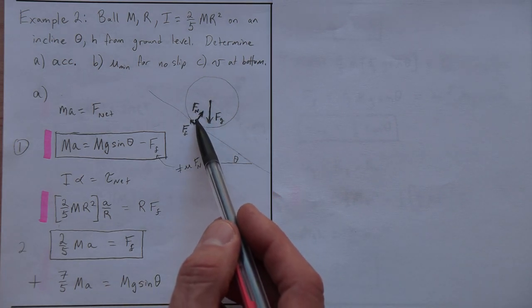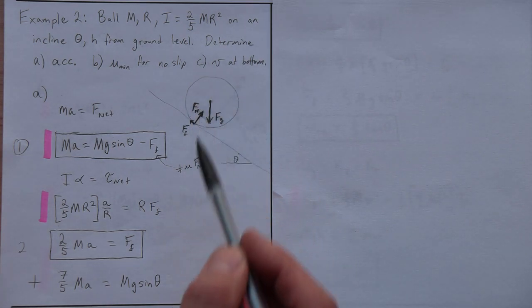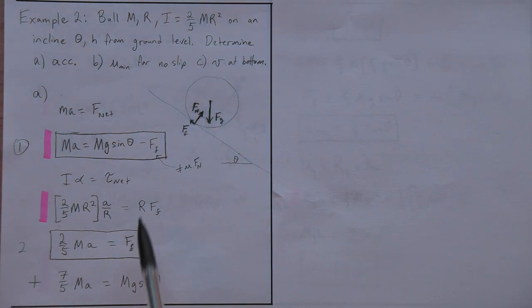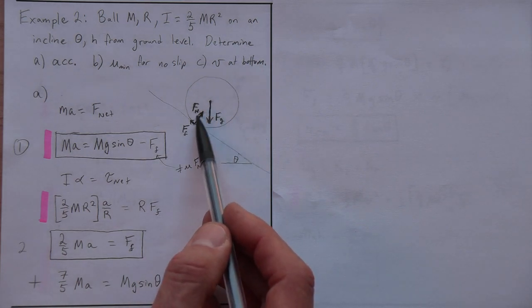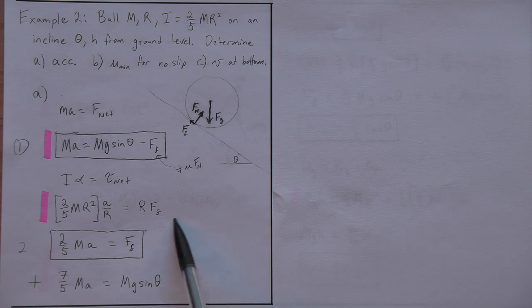The only force that creates an angular acceleration is this one. It makes the disk spin like this, accelerating that way. So R F sine 90, the radius and the force are 90 degrees apart. You're welcome to leave off the sine 90s when they appear. Just say R F, and you don't lose any credit. The R's all go away, and that leaves me 2/5 ma equals force of friction.